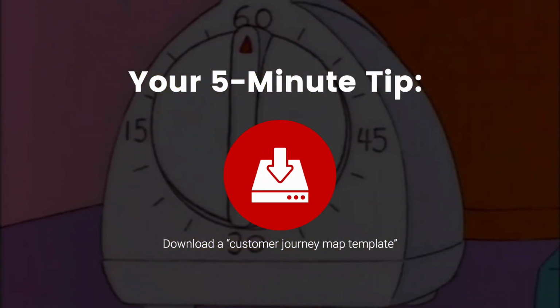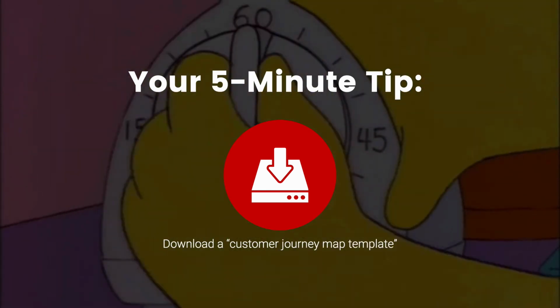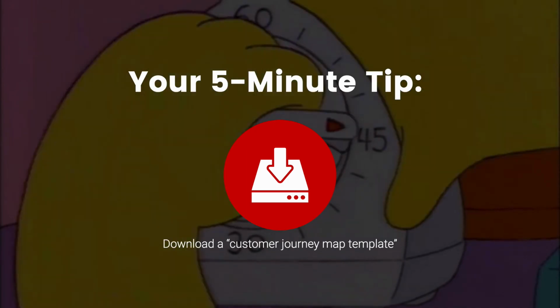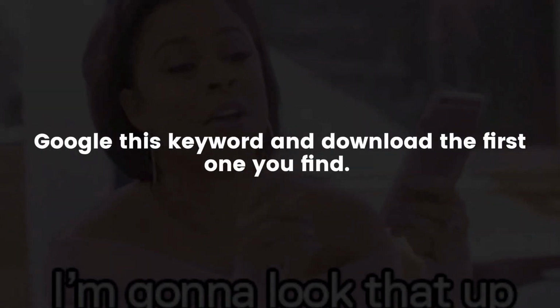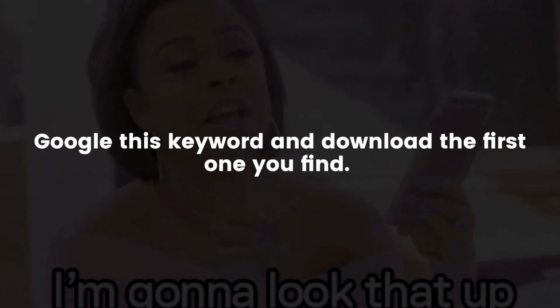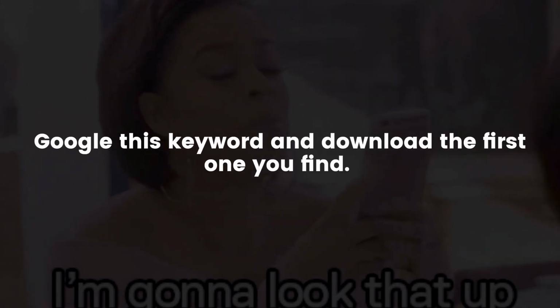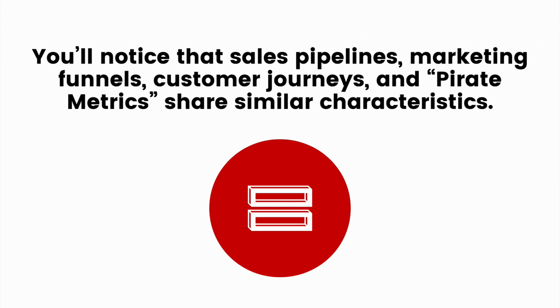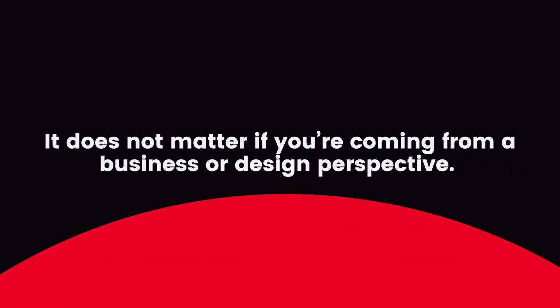Your 5-minute tip is to download a customer journey map template. That's the keyword. Google this keyword, and the first thing that you find that's relevant to your industry, just download it. You'll notice that sales pipelines, marketing funnels, customer journeys, and pirate metrics share similar characteristics.